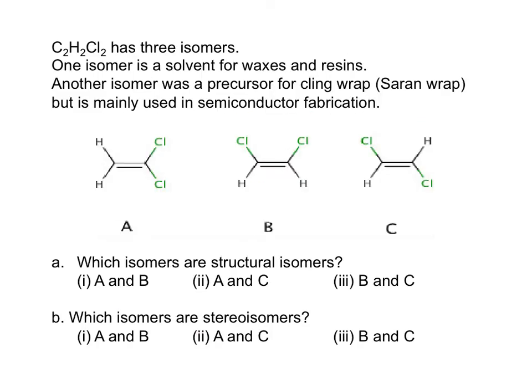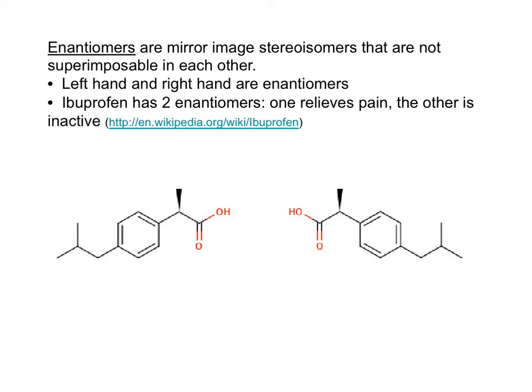To review, structural isomers have the same chemical formula but different connectivity. Stereoisomers have the same chemical formula, same connectivity, but different orientation in space. So stop the video and figure out which isomers are structural isomers of C2H2Cl2 and which ones are stereoisomers. And the answers are, B is the cis isomer, C is the trans isomer.